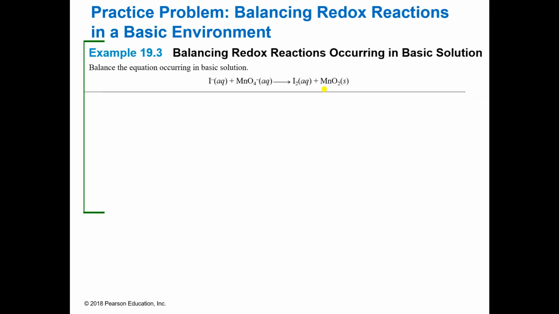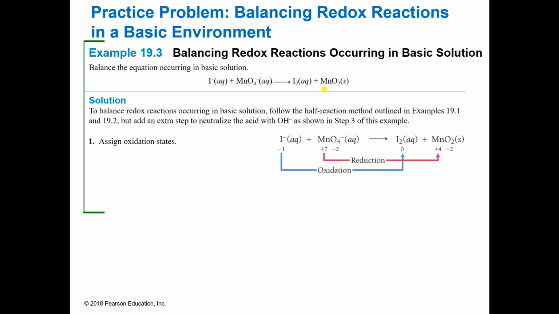Okay, now we're going to talk about balancing in basic solutions. The only difference here is we have one extra step if it's basic solution than we would if it were acidic or neutral solution and there were oxygens involved. So we're going to do the same thing. We're going to assign the oxidation numbers. I minus takes on the oxidation number equal to its charge, -1. And in its standard state, I2, which is its free state, it takes an oxidation number of 0. So it's going from -1 to 0, which means it is a loss of electrons.